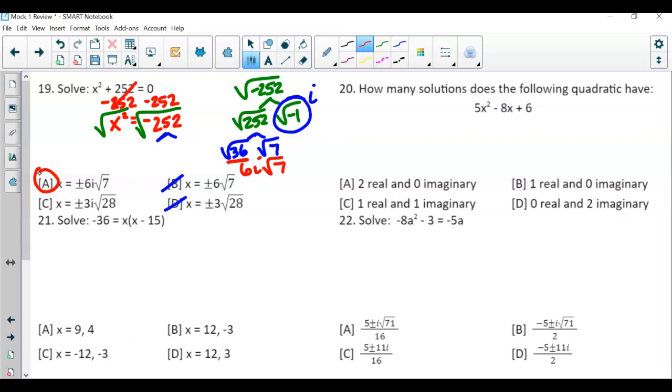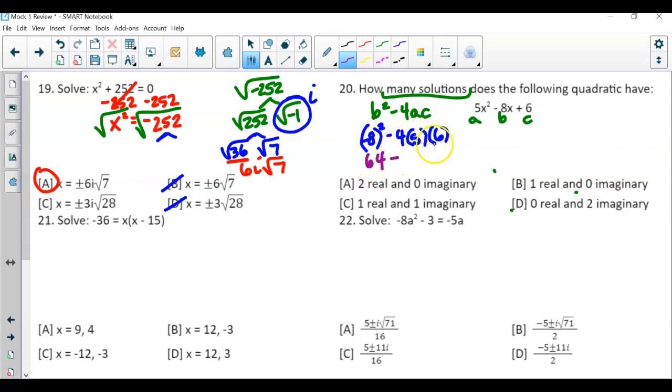Now, number 20 is asking for how many solutions does this quadratic have? Remember, the number of solutions always focuses on the discriminant. So the discriminant is b squared minus 4 times a times c, where a, then b, then c here. So b squared, which is negative 8 squared, minus 4 times a times c. A is 5 and C is 6. So now here, remember, and focus on the calculator, negative times a negative is a positive, so 64.